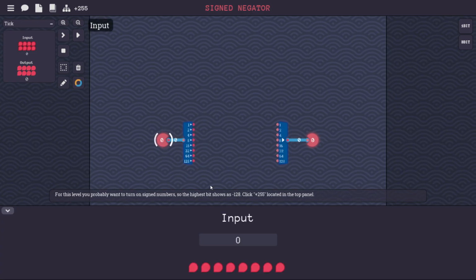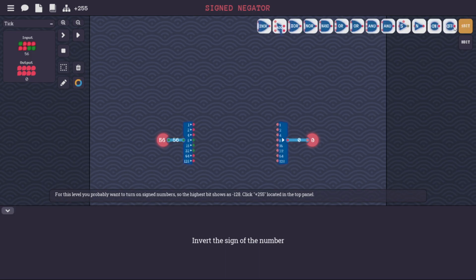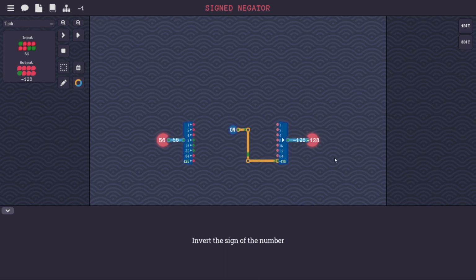Like if this was 56, then having this on, we had... I hope it's not gonna crash again. And we can toggle the format to see the negative numbers. So this is negative 128.